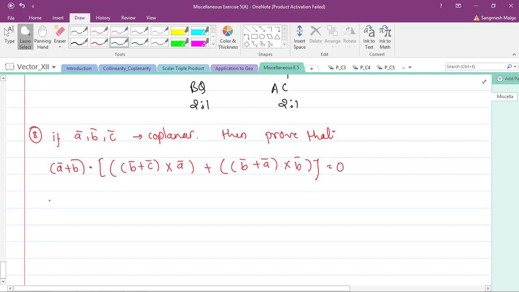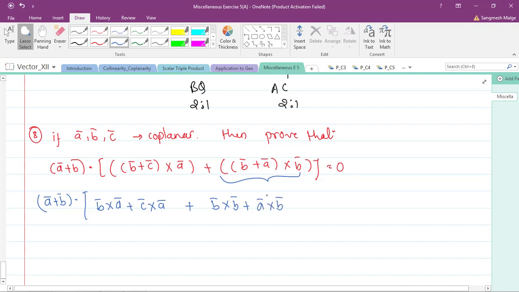Okay, so let's verify. So (a bar plus b bar) keep as it is, we'll use the BODMAS rule. What does the BODMAS rule say? First start with the bracket. So it is (b bar plus c bar) cross a bar, so distribute this a bar here, so you will have b bar cross a bar plus c bar cross a bar, so these two make this part. Now come to this part. So b bar cross b bar plus a bar cross b bar.